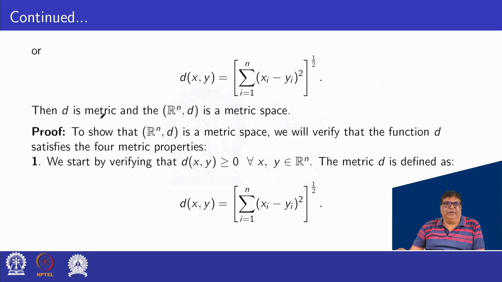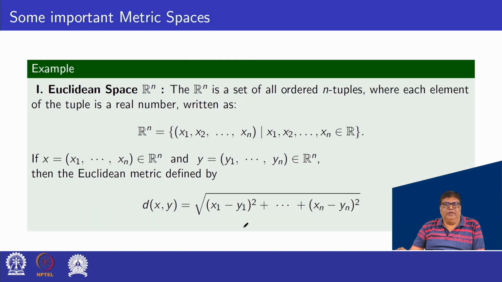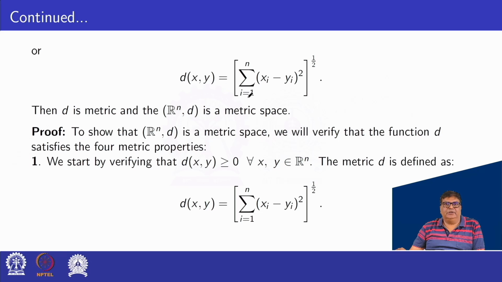To prove it is a metric, we have four conditions. First, d(x,y) is greater than or equal to 0. Since d(x,y) is defined as (summation i = 1 to n of (xi - yi)^2)^(1/2), and the square of xi - yi is always greater than or equal to 0, then d(x,y) is greater than or equal to 0.